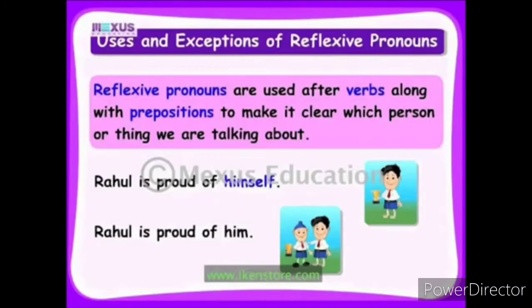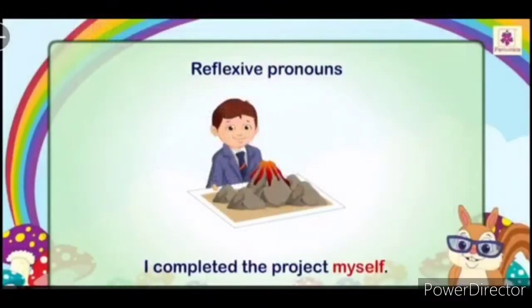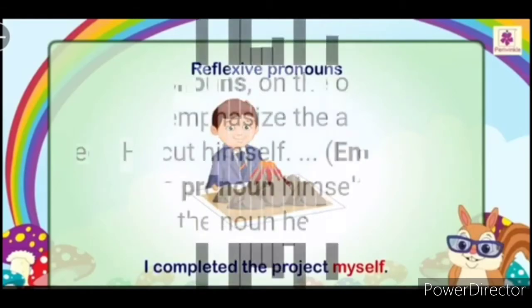Himself here is acting as an object and it represents the person whom we are talking about, that is Rahul. Children, let's see another example for reflexive pronoun. Here, look at the example. I completed the project myself. So, myself is a reflexive pronoun and it represents the subject I.